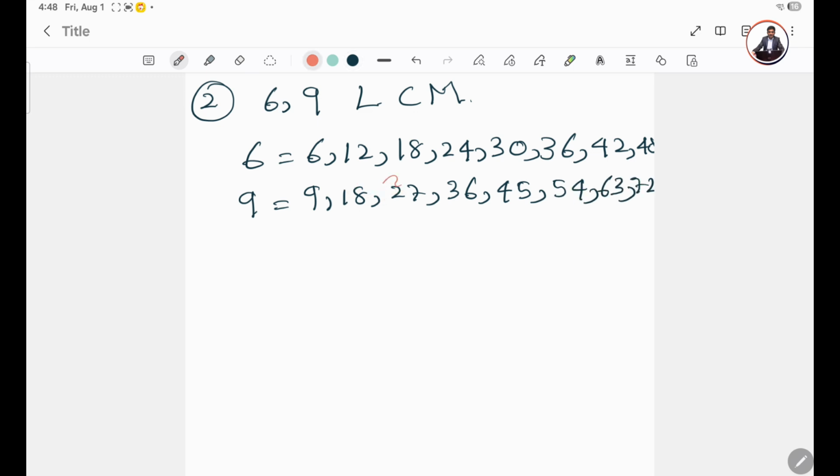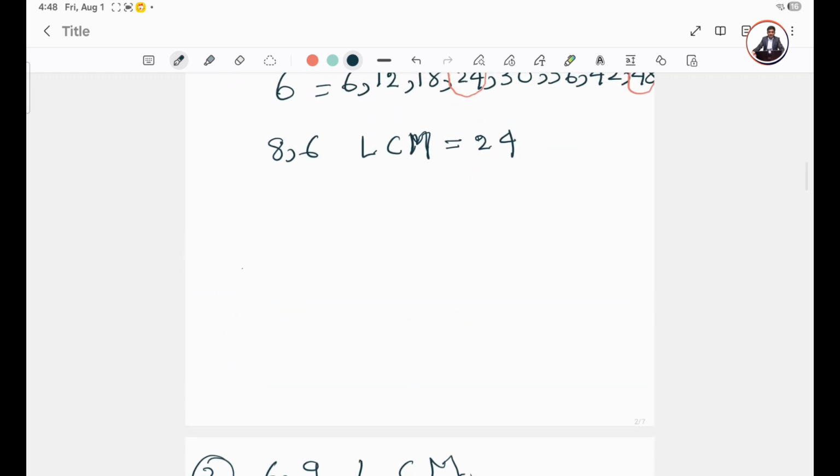The common multiples are 18 and 36. But we're looking for the least value, so the least common multiple is 18. I hope you got this one.